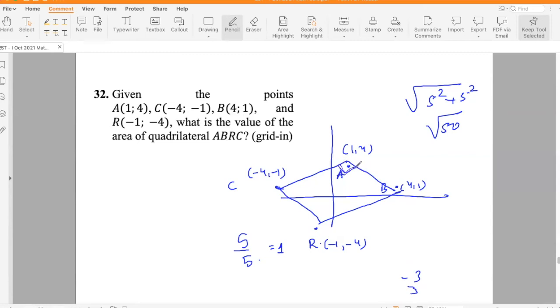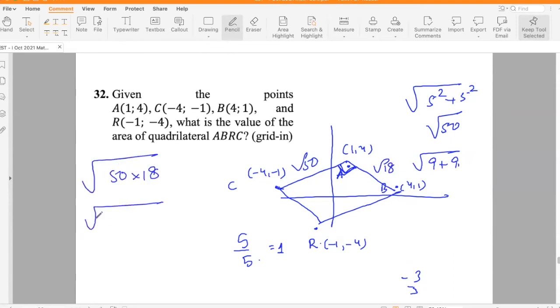Okay, so then we can just do length into breadth. So this side is root 50. And this side would be 4 minus 1, 3. So 9 and 9. So this is root 18. So it would be square root of 50 into 18. So that's 25 into 2 into 9 into 2. So 5 into 2 into 3. So that's 30. 30 is the area.